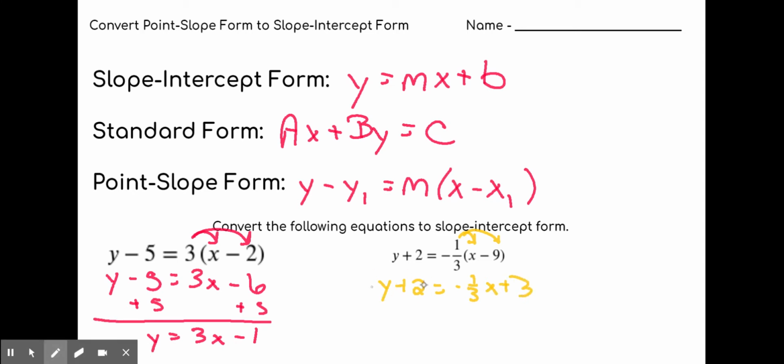Okay, now I need to isolate y, so I have this plus 2. I'm going to subtract 2 from both sides, and I get y equals negative 1/3 x plus 1. So we have changed this equation from point slope form to slope-intercept form. The slope should not change. We now know the y-intercept of the line, and we have another option to graph if we wanted to.